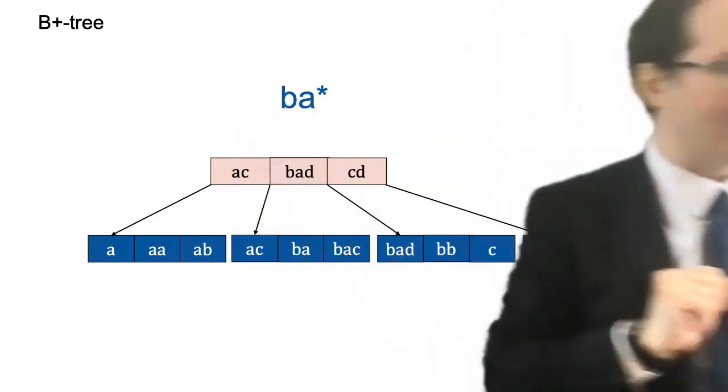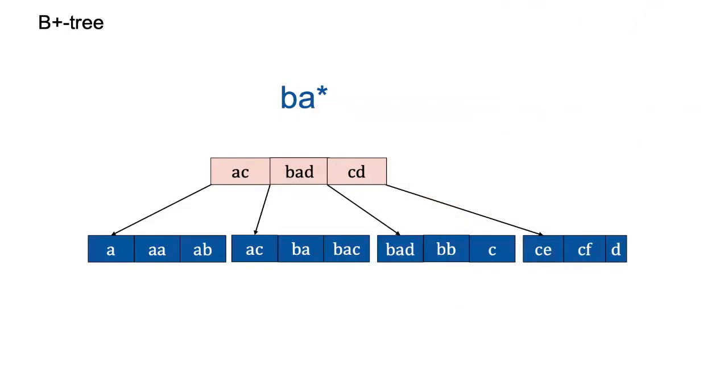If you look at this, BA star, in fact, what we are looking at is an interval, right? The interval of all the words that come after BA and strictly before BB. Who agrees? Okay, so we're just looking at an interval. It turns out that with hash indices, we cannot support intervals, but with B+ trees, we can.